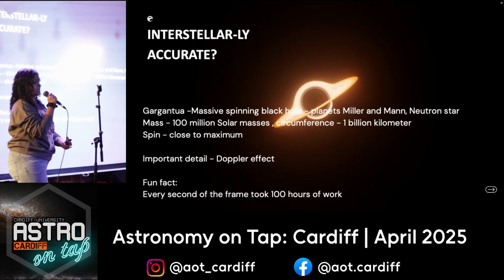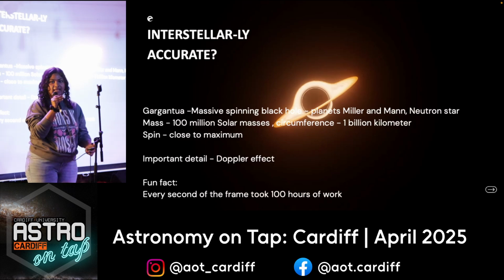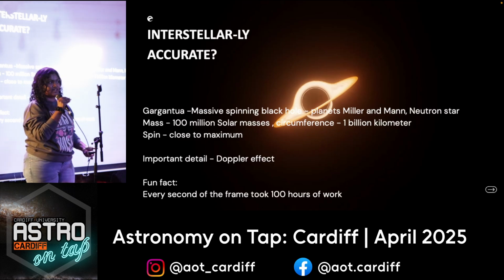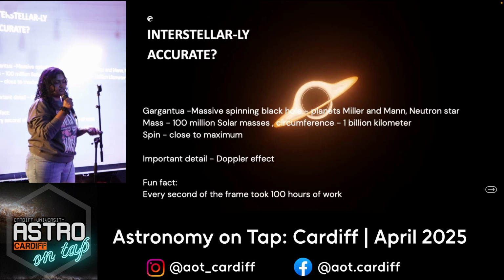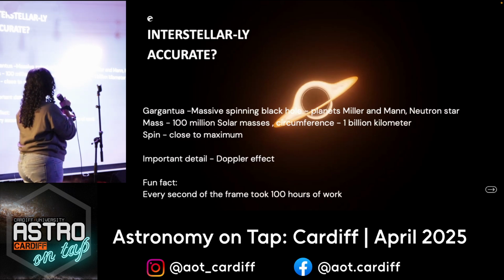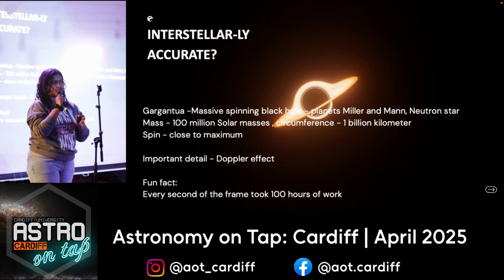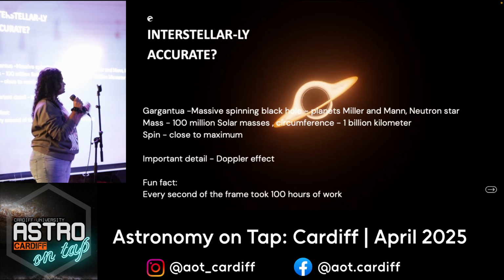The spin is close to maximum. It's close to maximum because there is a limit to how fast any planet or any object in the universe can rotate. After that, it disintegrates, it can't hold up its mass. So Gargantua was actually constructed or simulated with the help of a scientist, Kip Thorne. It's made based on actual real values of how black holes are in the universe.